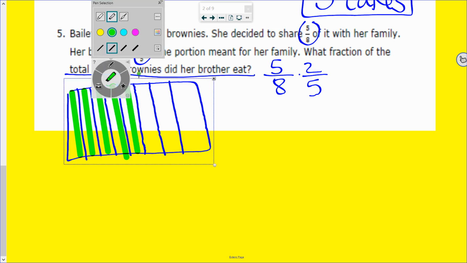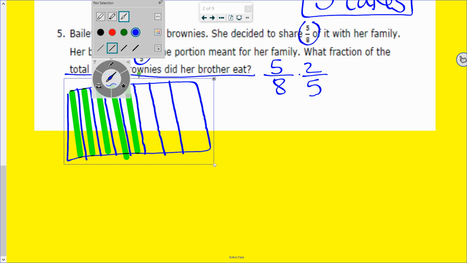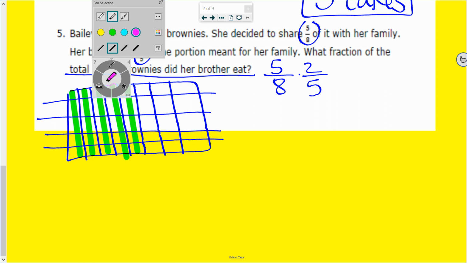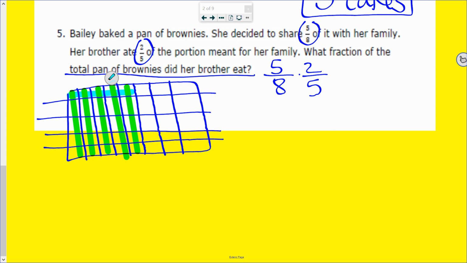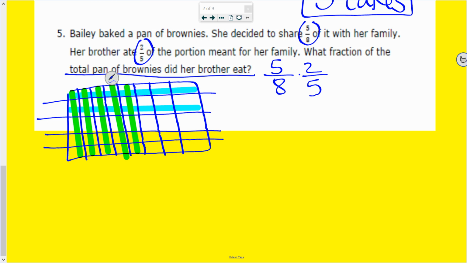All right. After she figured out how much she wanted to share with her family, her brother came along and he ate 2/5 of that portion. So now I'm going to cut my pan into fifths. So 1, 2, 3, 4. And out of my fifths, her brother ate 2 of the fifths. So 1, 2.